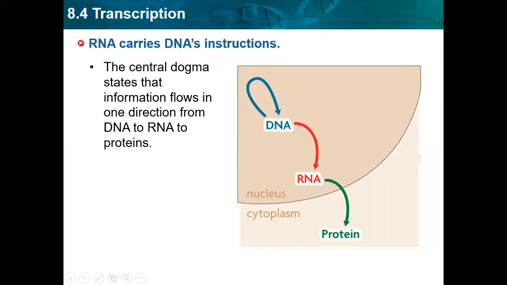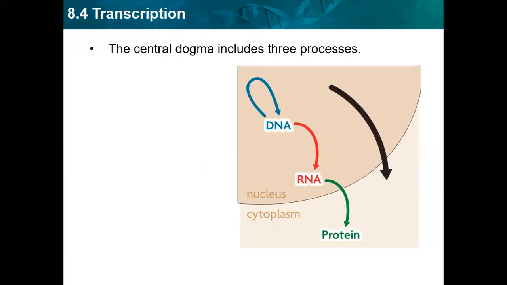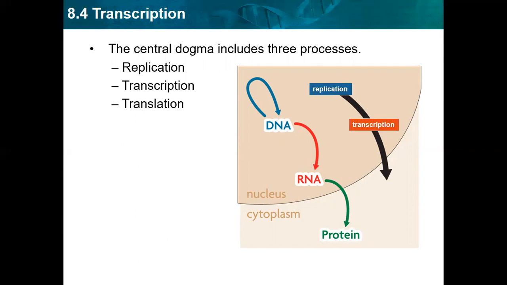So the information flows in one direction. That's called the central dogma. It means from DNA to RNA and to the protein. So the central dogma includes three processes. The first one is replication, which I already explained to you before. The second one is transcription, which means writing down, converting the DNA to RNA. And the third one is translation. So the DNA, which is already converted to RNA, is being translated to be a protein.